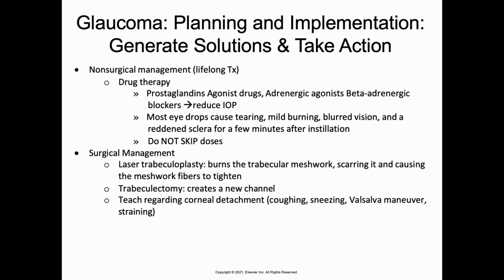Surgical management: they'll do a laser trabeculoplasty, which burns the trabecular meshwork and scars it, causing that eye to become tighter. So it takes that trabecular, like a muscle in the eye, they will go in there and kind of zap it, and that scar tissue will cause it to become tighter so that the vision is more centered, like you could see better.